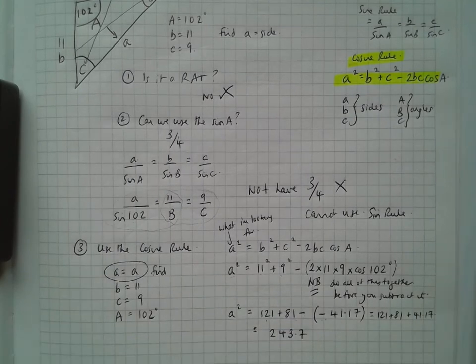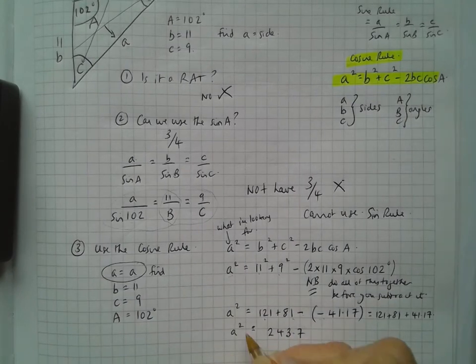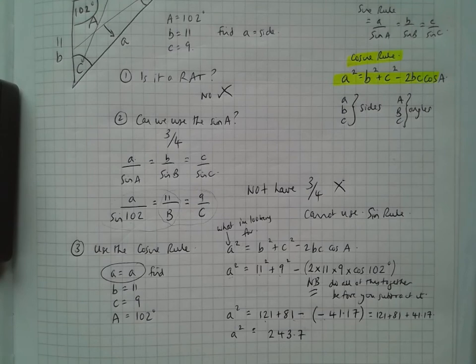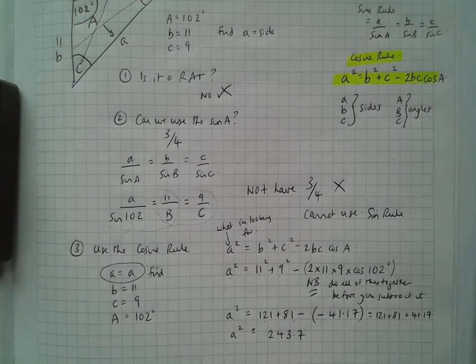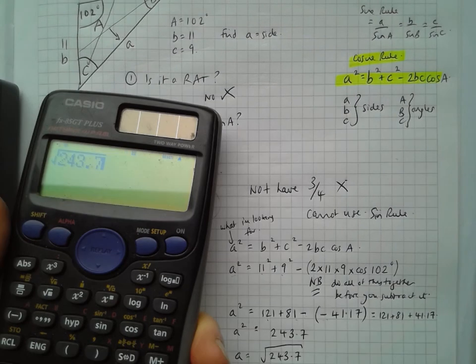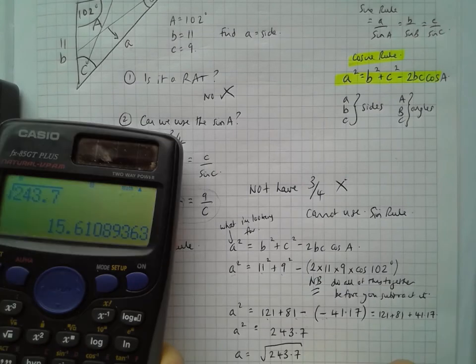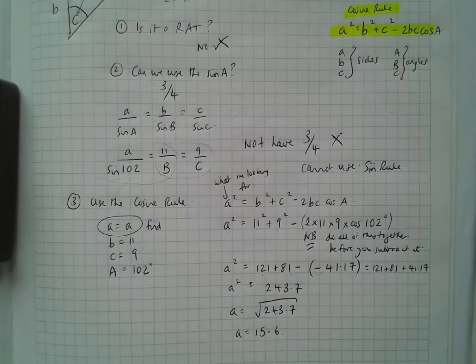a squared is that, which means that a, as you know, is the square root of that. So I'm going to square root 243.7, and that is 15.6. So what I found is that the side a in my triangle that I was looking for is 15.6.